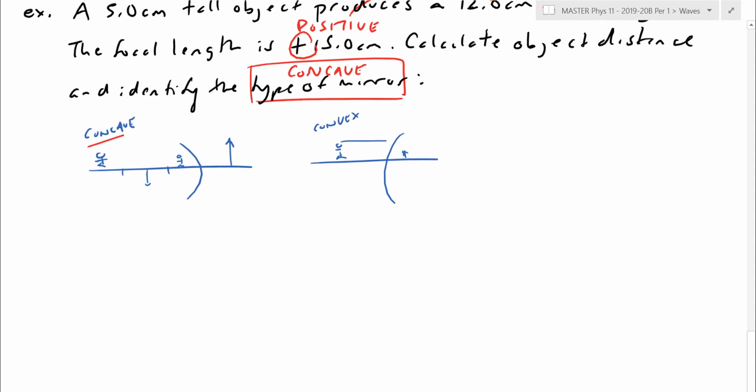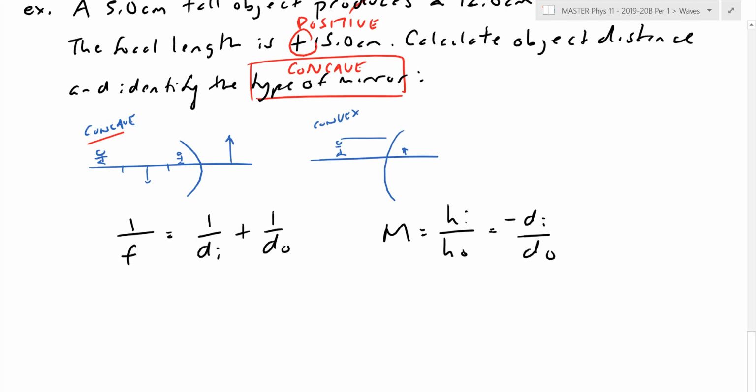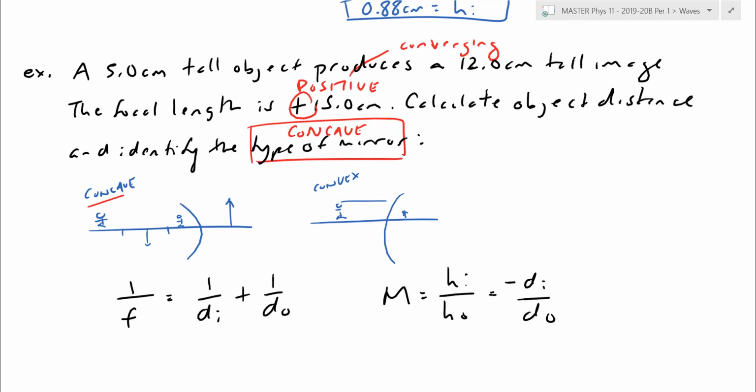Regardless though, if it's concave or convex, your formulas still work. We're going to still try 1 over f equals 1 over di plus 1 over do. And we have magnification is hi over ho equals negative di over do. Let's see where some of these other values are. This is the height of the object, so this is HO. And my height of the image is actually 12 centimeters. You'll notice this time they just said the image is 12 centimeters. I don't necessarily know, is it positive? Is it upright, standing straight up? Or is it upside down, negative? I don't know. The image could be 12 centimeters on the same side or on the opposite side as well.